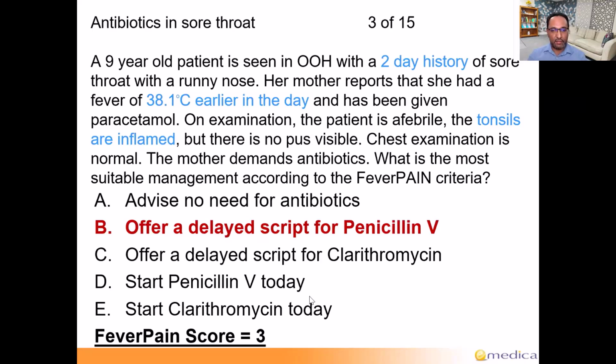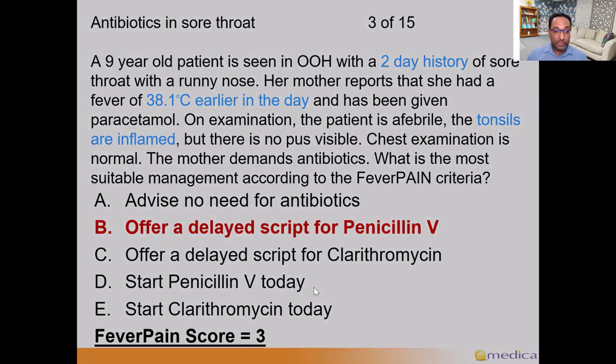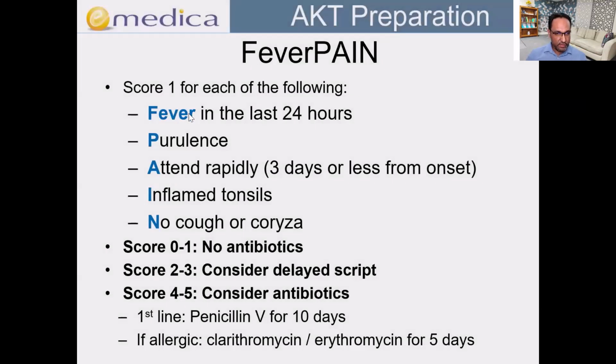And so the guideline translates to 2 to 3, consider a delayed script. So that's the summary of it. Score 0, score 1, low probability of it being bacterial, don't give antibiotics. 2 or 3, moderate probability, you could consider a delayed script. 4 or 5, high probability, think about giving antibiotics that day. First line, if they've no allergies, is PenV, which is a 10-day course. If they're allergic to penicillin, then you can use clarithromycin or erythromycin. Those are a 5-day course.